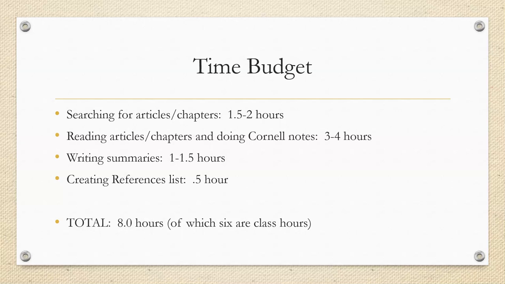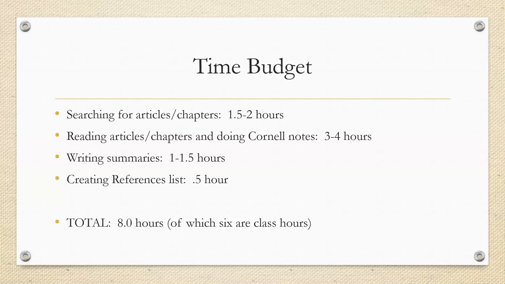So I'm suggesting to budget 1.5 to 2 hours simply for searching for your articles or chapters. You may get lucky and find stuff quite quickly, or you may get not so lucky and have to dig through a lot of material. It really is the luck of the draw when it comes to this. But I would plan on spending at least 2 hours just searching for the material. Again, making sure that you're reading those abstracts so that you know you can understand the article before you actually select it.